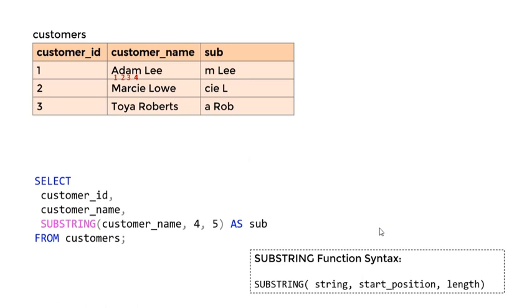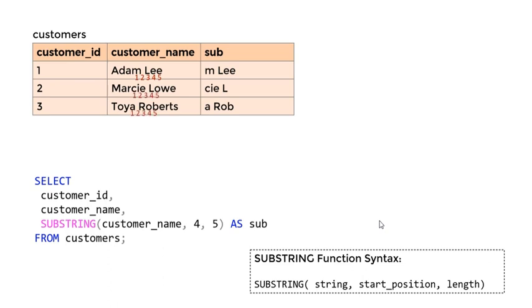The third argument of the SUBSTRING function is the length, and this is the number of characters to extract. How many characters do you want to extract, right? So for Adam Lee we start from position 4, and then we extract 5 characters in total, right? And we do the same thing for the other customers.